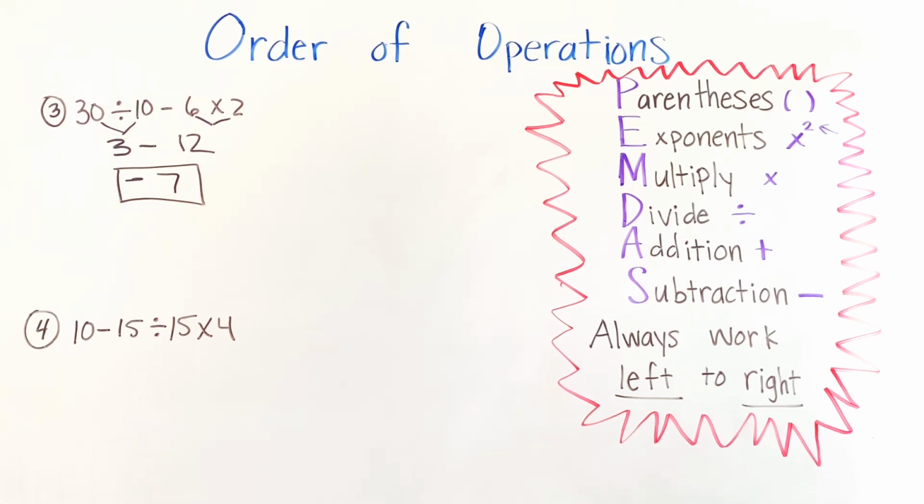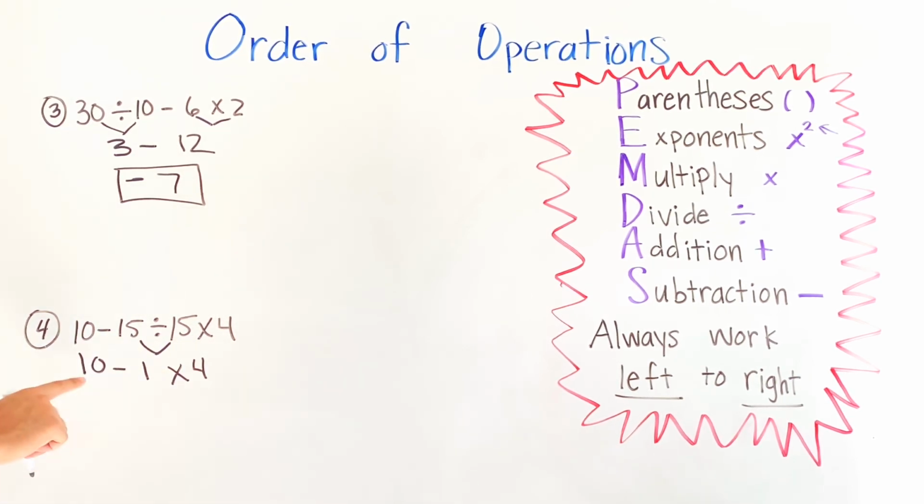Okay. For number 4, we're going to go ahead and have 10 minus 15 divided by 15 times 4. Once again, you have division first before multiplication. So we're going to go ahead and divide first. So we got 10, and when you divide 15 divided by 15, it's going to give us 1. And then we're going to go ahead and bring down your multiplication of 4.